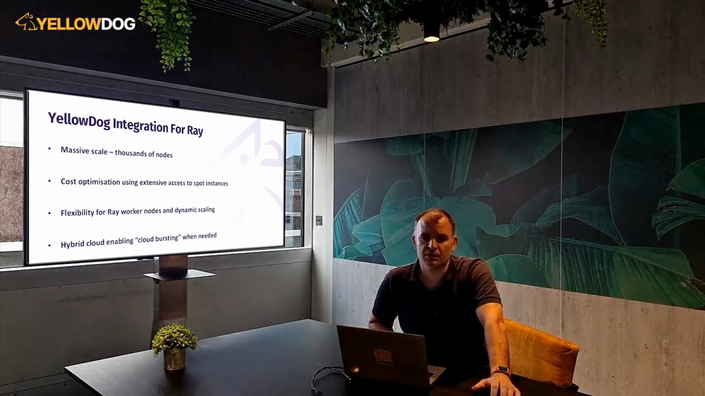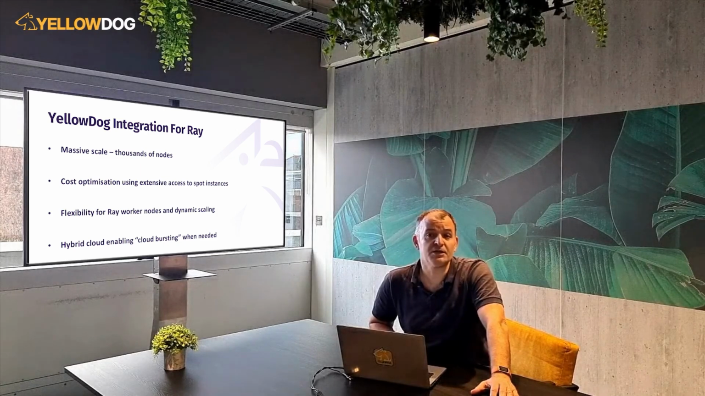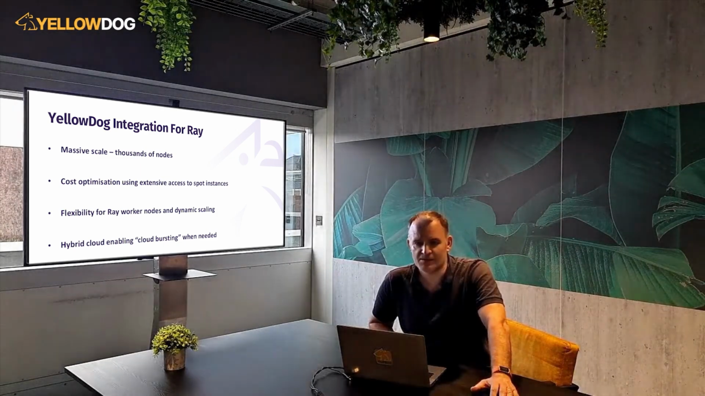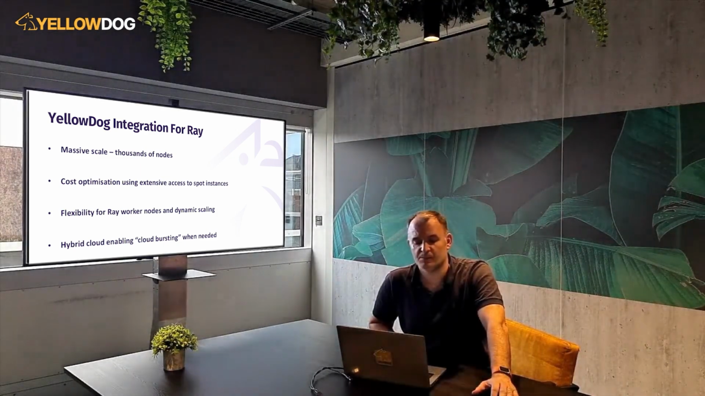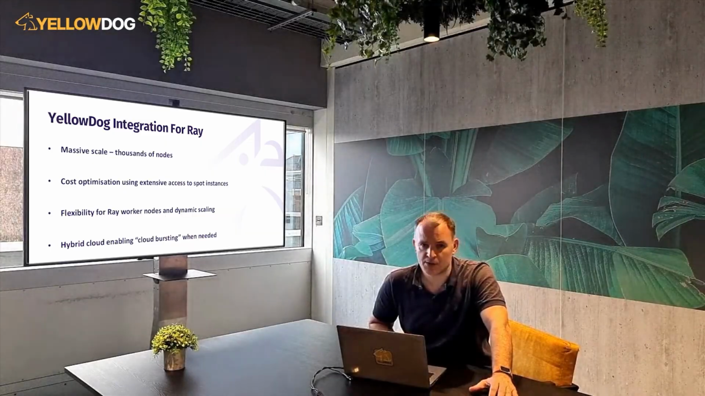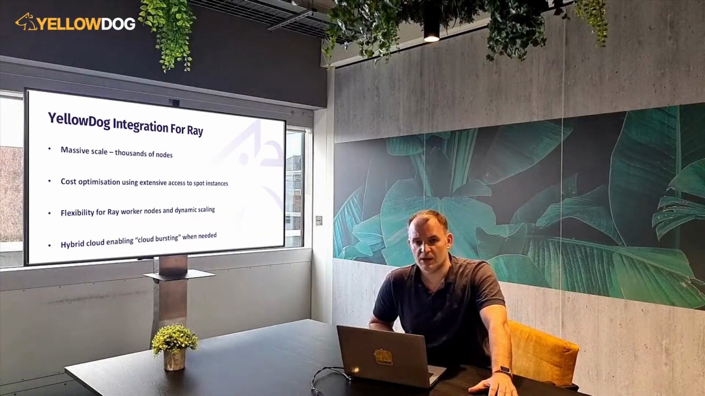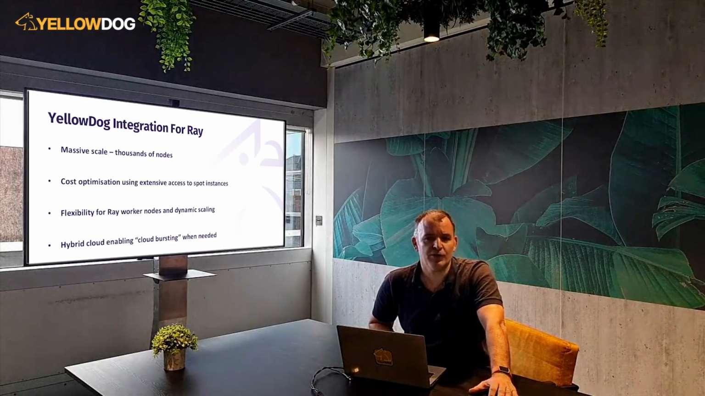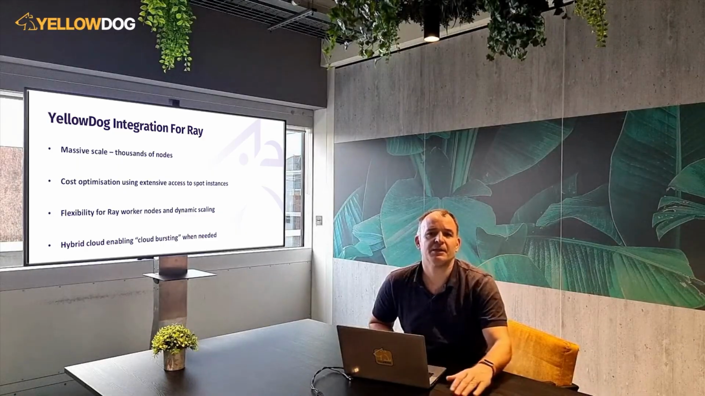There are 4 key benefits, including 1. Massive scale. YellowDog's integration for Ray enables you to rapidly spin up Ray clusters with thousands of nodes across multiple regions and cloud providers. Clusters that would take hours to manually configure can be provisioned in minutes.